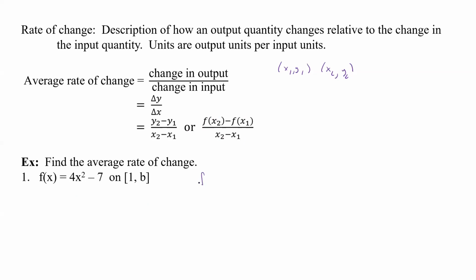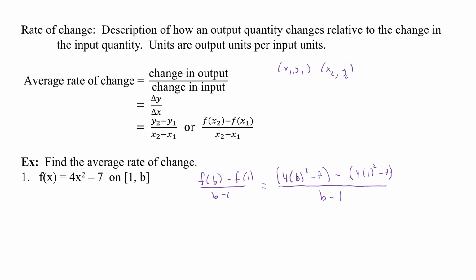So we have basically f of b minus f of 1 divided by b minus 1. When we do that, f of b is going to be 4 times b squared minus 7, and that's going to be our first piece here. Then we're going to subtract off f of 1, so that's 4 times 1 squared minus 7. All of that is divided by b minus 1. And now we just have to simplify.